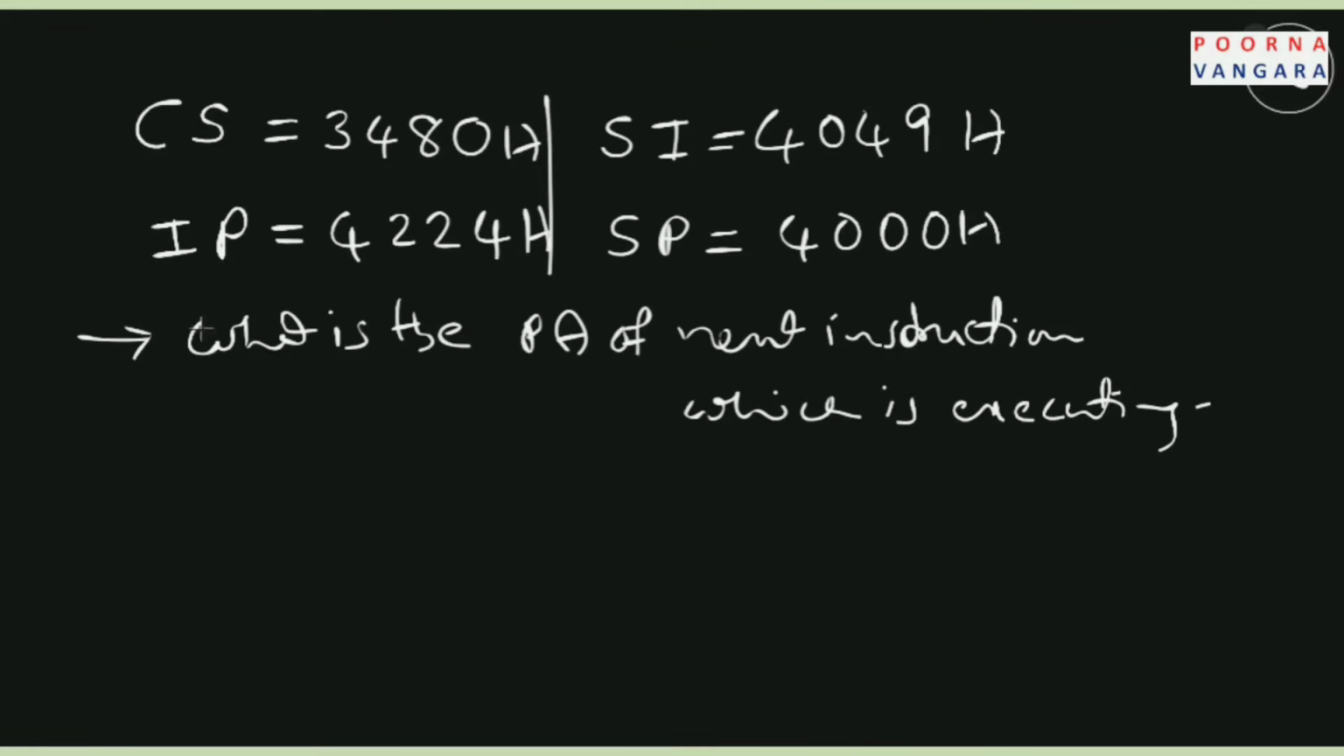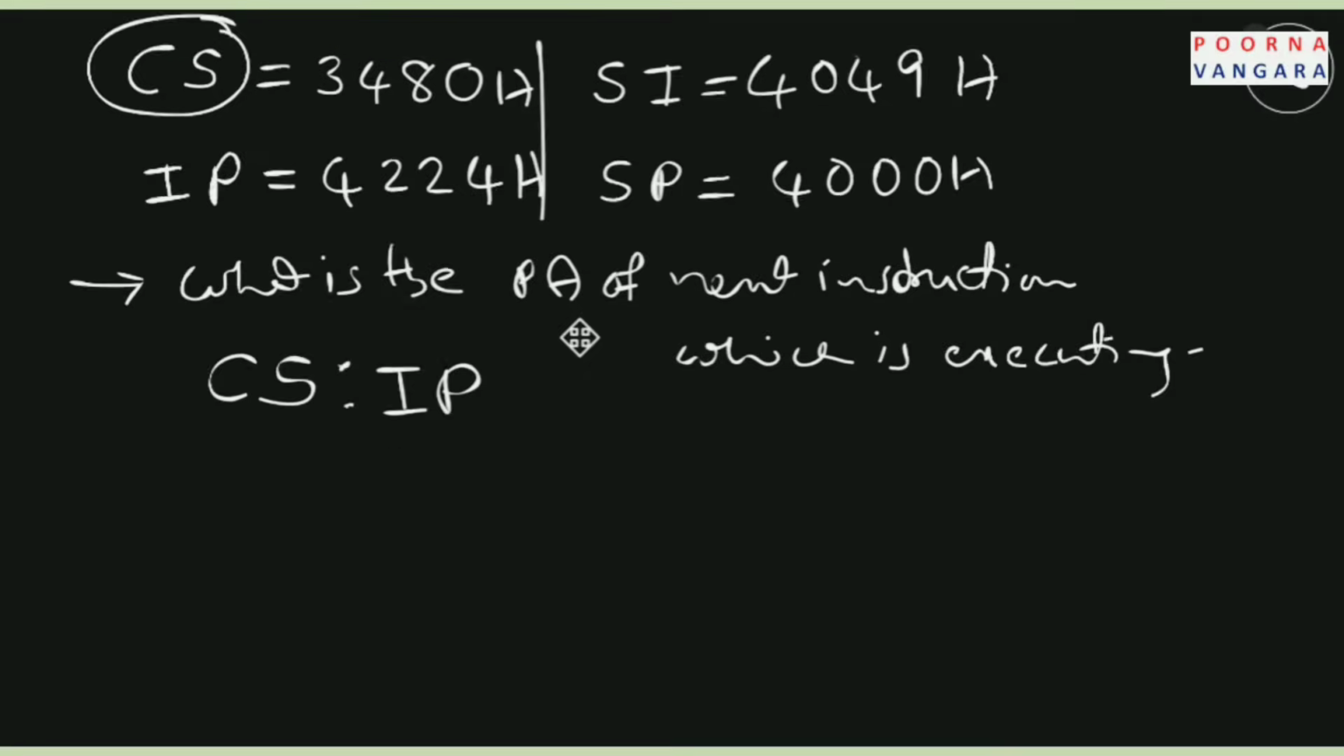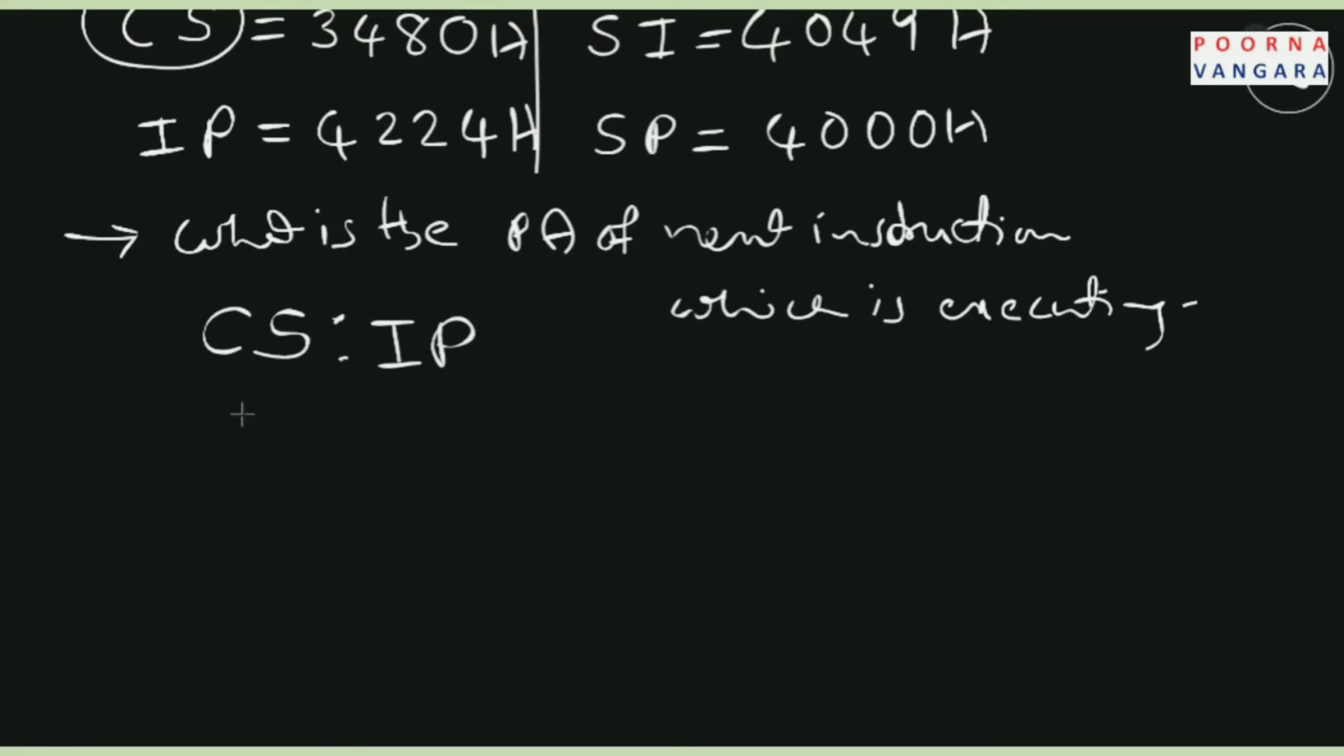In this scenario you need to look at the code segment, because you are talking about the next instruction execution. So code segment, and for code segment what is the offset address? Always remember, for the code segment the default offset is available in the IP register, the instruction pointer. So now the solution is you consider CS 3480 and IP is 4224. This is the logical representation.